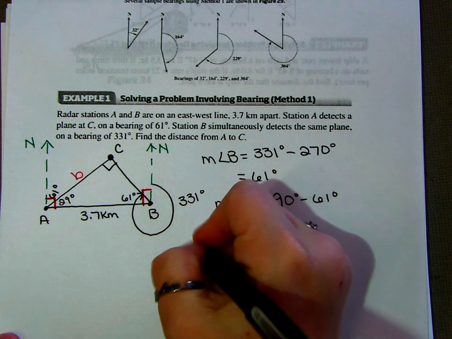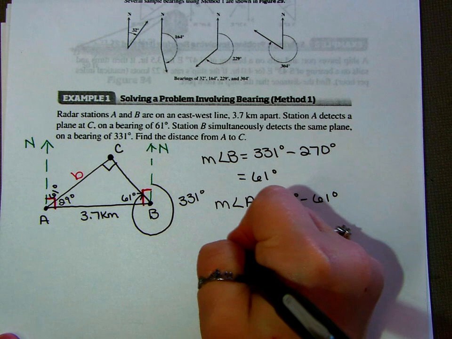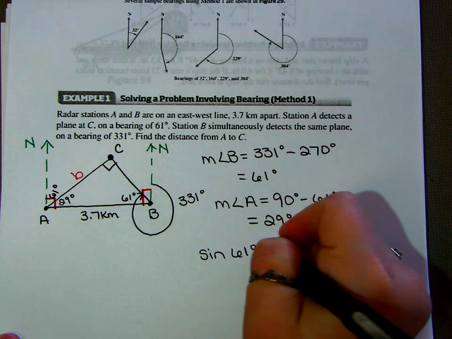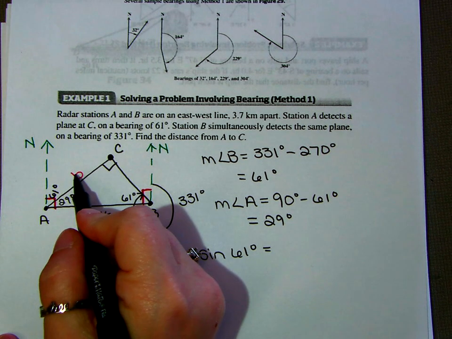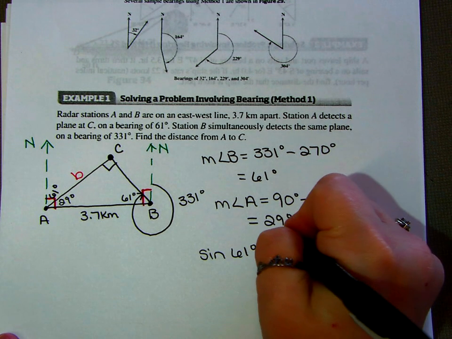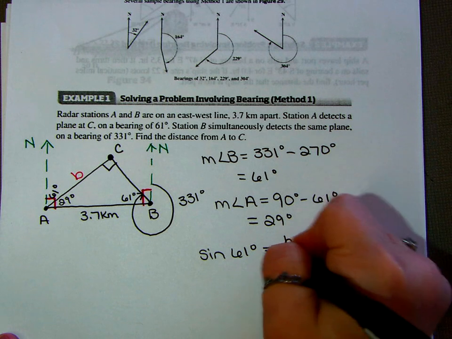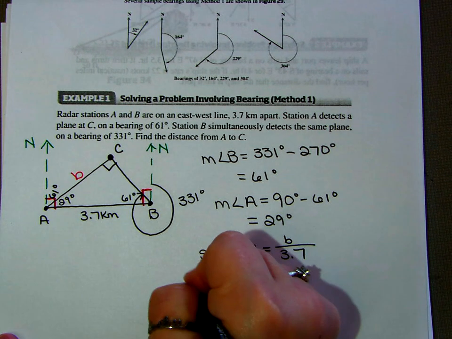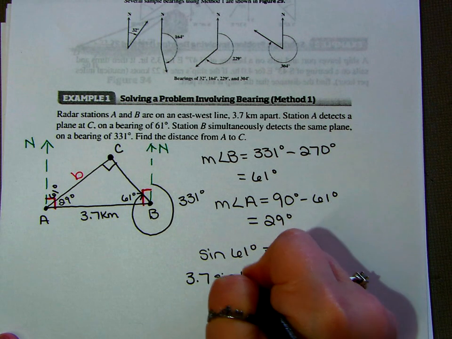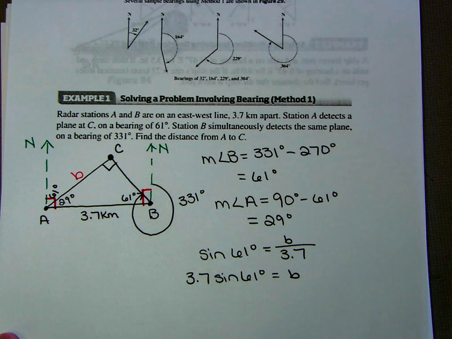That's right. We can take sine of 61 degrees. Sine is going to be opposite over hypotenuse, so that'll be b over the hypotenuse, which is 3.7. So we can take 3.7 times sine of 61 degrees, and that'll tell us what b is.